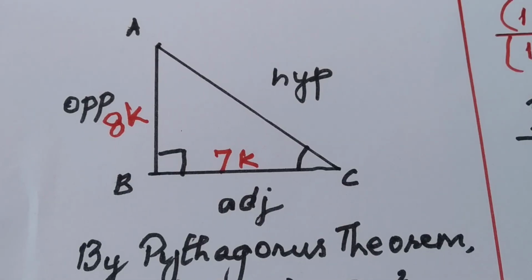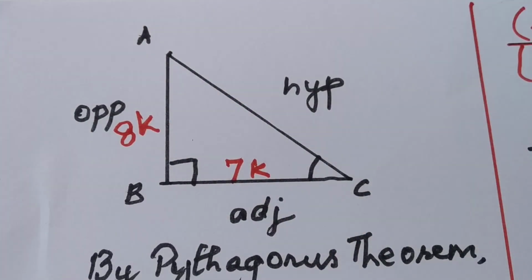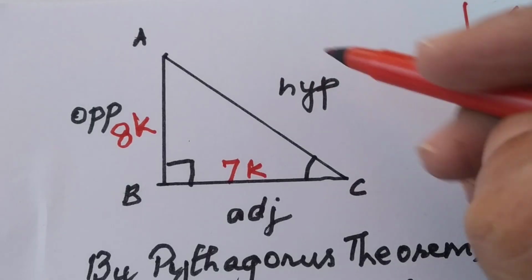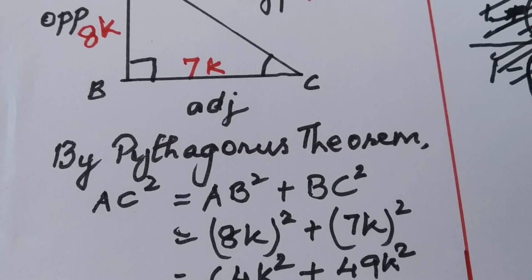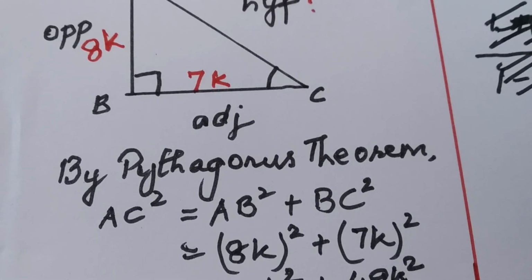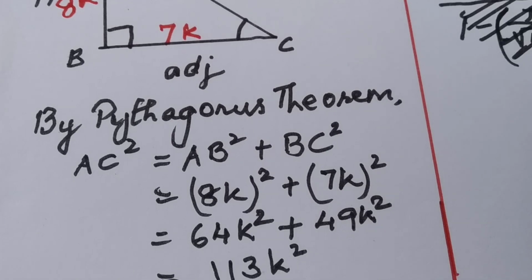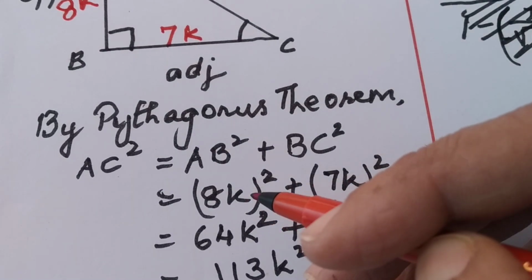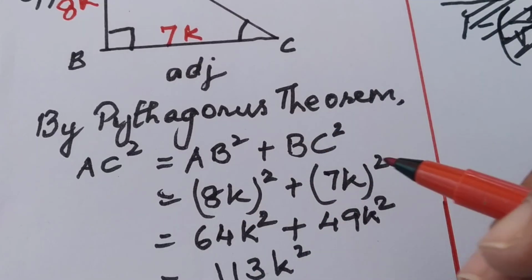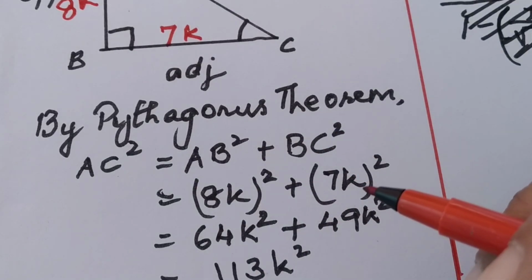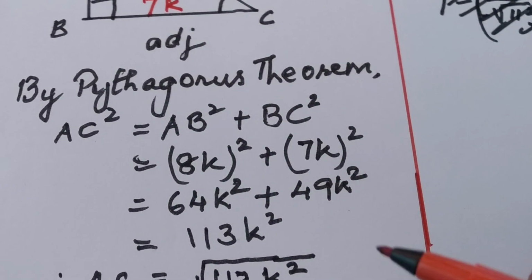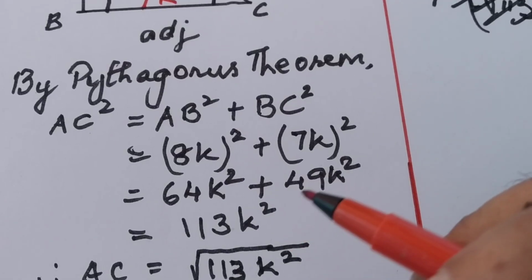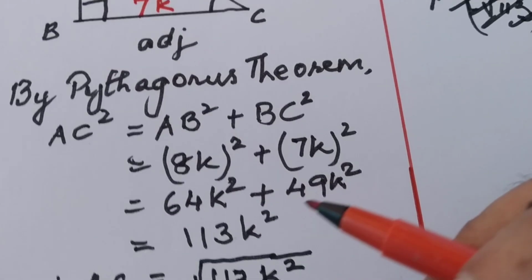So here we have this triangle ABC. I have mentioned 7K here as adjacent and 8K as the opposite. Hypotenuse is what we are going to find out, right? Using Pythagoras theorem, we say AC squared, hypotenuse squared, is equal to the sum of squares of the other two sides. Now AB is 8K, so we square the entire thing, 8K the whole squared. BC is 7K, so 7K the whole squared. 8K the whole squared is 64K squared, and 7K the whole squared is 49K squared. Totaling 64K squared plus 49K squared is 113K squared.